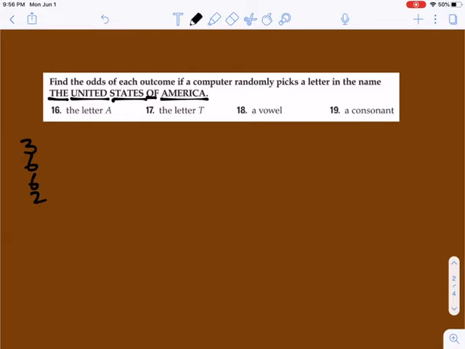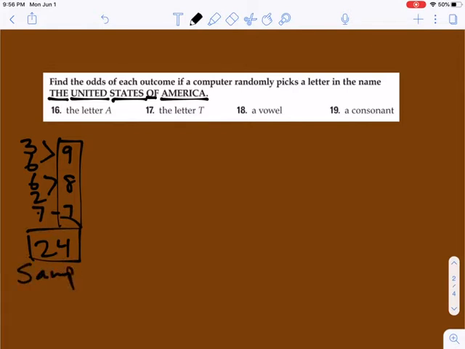And America is 7. All right. So let's add these up. You got 9, you got 8, and then you got 7. So if you add 9, 8, and 7 up, you get 24. So 24 is my sample space. Okay?